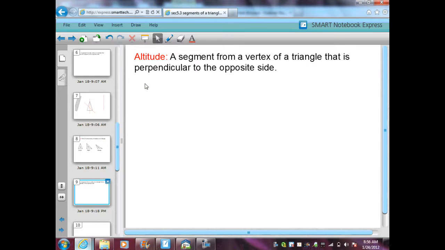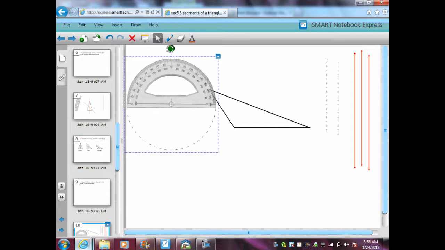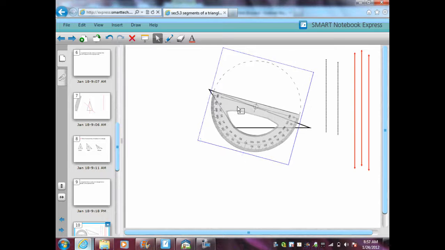The altitude of a triangle is a segment from a vertex of a triangle that is perpendicular to the opposite side. Let's create two altitudes of this obtuse triangle. Notice on this slide I'm given segments, and also I have dotted lines. And I'm going to show you what we do with these dotted lines. Let's find an altitude to the longest side from the vertex opposite.